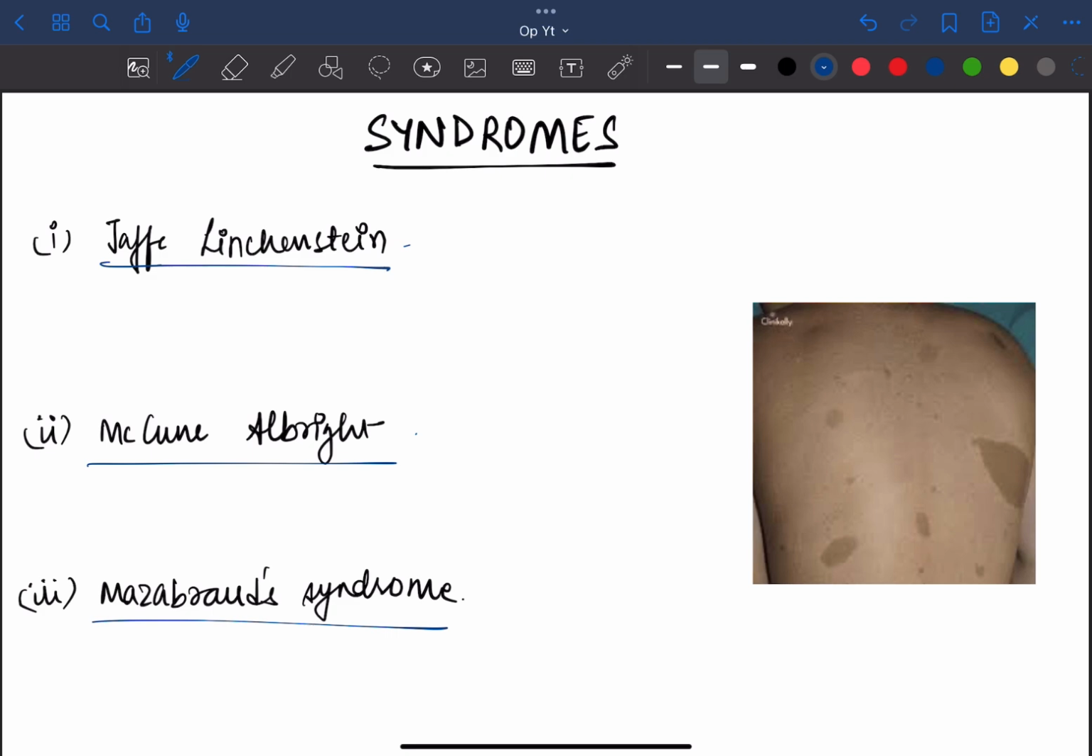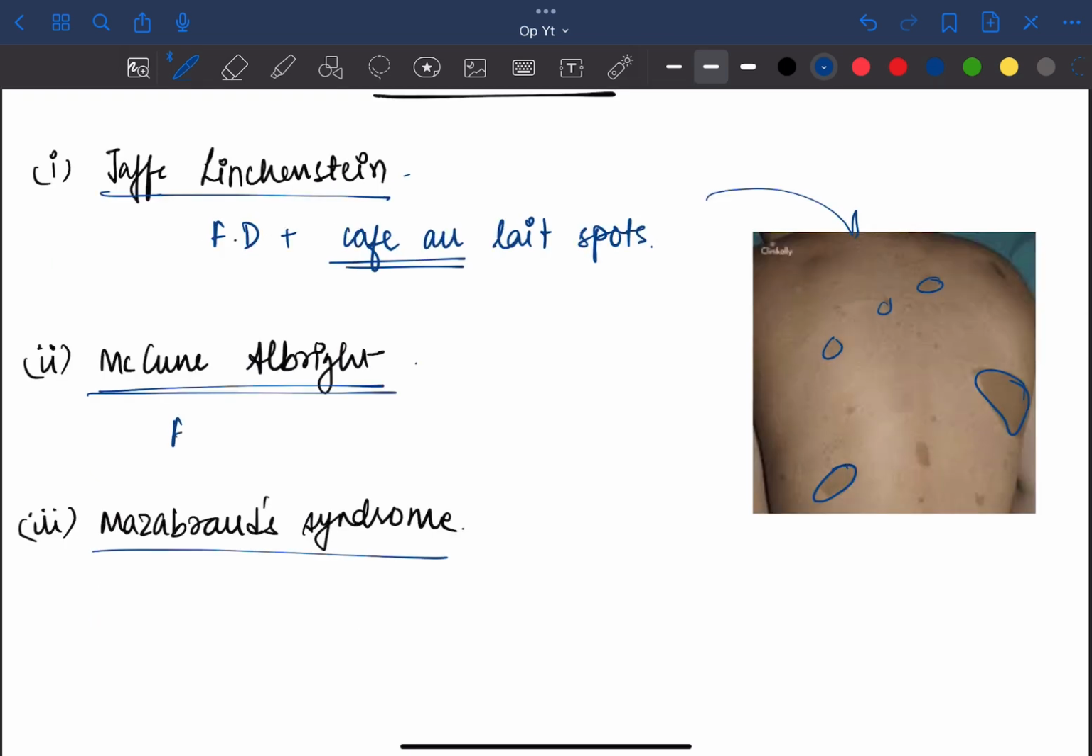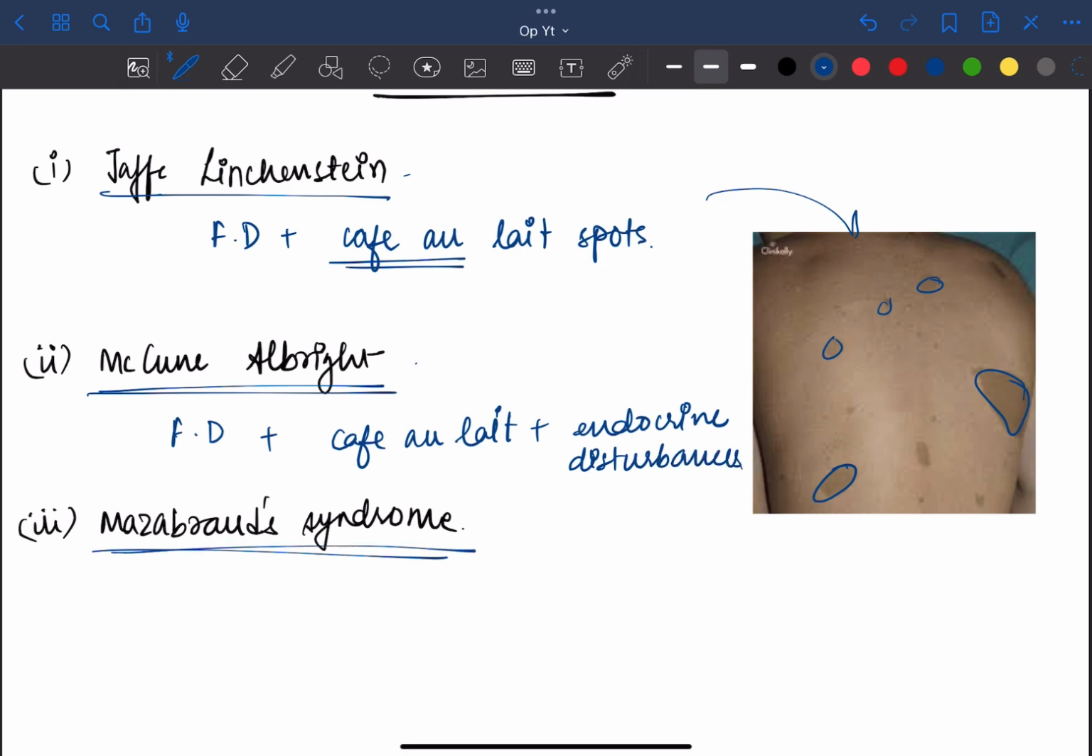So what actually happens in Jaffe-Lichtenstein? It is associated with fibrous dysplasia plus café-au-lait spots. Café-au-lait means coffee colored spot. You can see it in the picture. These are the coffee colored spots present on the skin. McCune-Albright is associated with fibrous dysplasia plus café-au-lait plus endocrine disturbances. Mazabraud syndrome is where fibrous dysplasia and intramuscular myxoma is present.